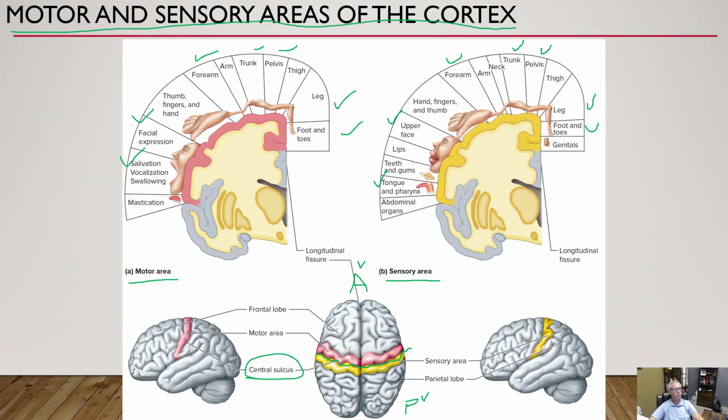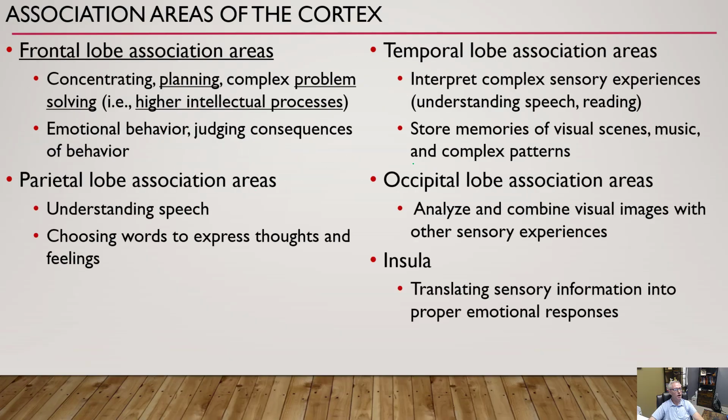So these are kind of dispersed throughout different lobes of the brain, but not isolated to a specific area within that lobe. So within the frontal lobe, we know that the frontal lobe does concentration, planning, complex problem solving, like higher intellectual processes, emotional behavior, judging consequences of behavior.